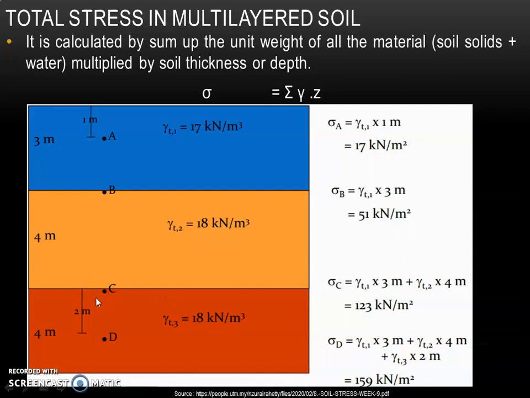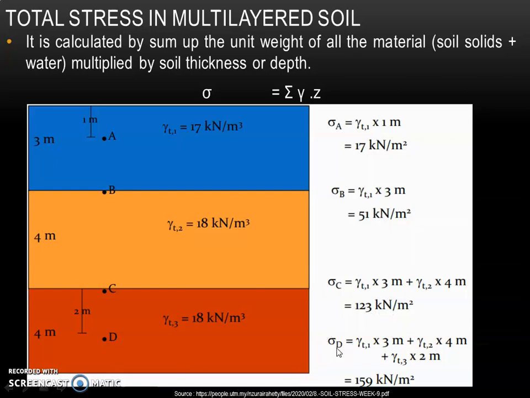Similarly, sigma C will be gamma 1 into 3, that is the stress exerted by the top layer, plus gamma 2, that is the unit weight of layer 2, which is 18, into the depth at which it is located, which is 4 meters. So we get sigma C as 123 kilonewton per square meter.